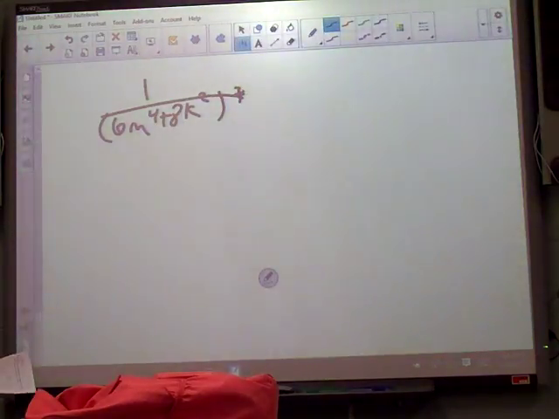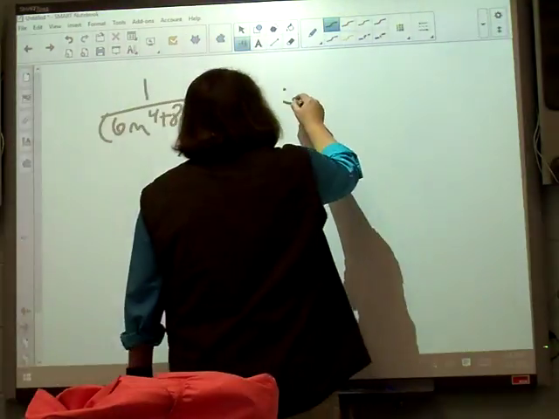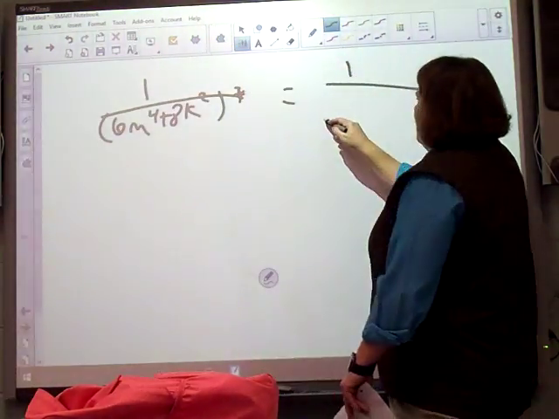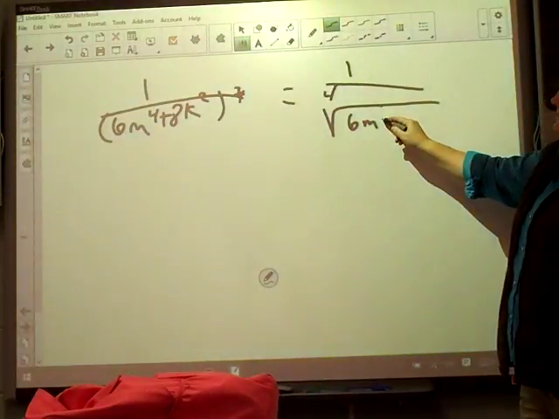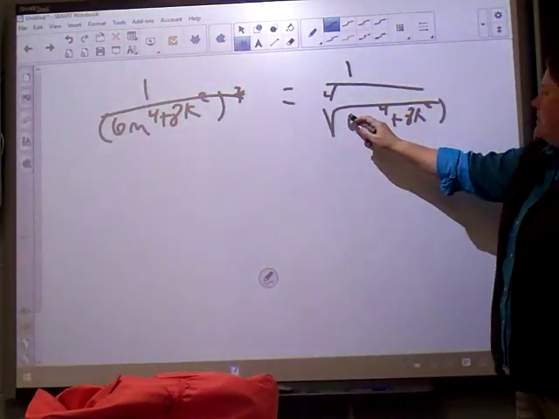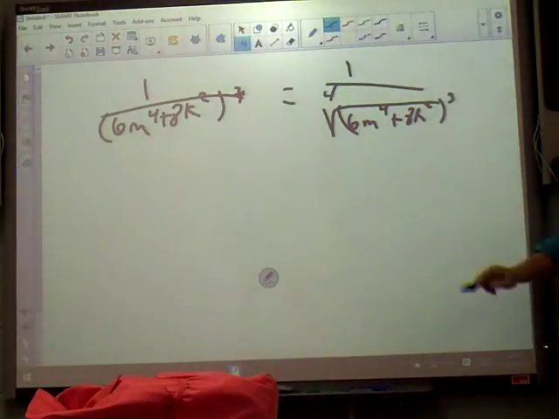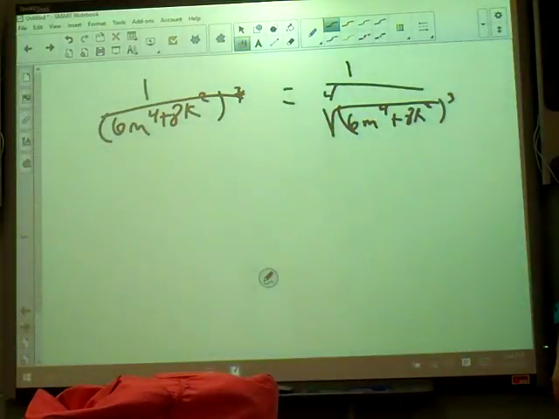Now, power over root is what I'm going to use next. That's a 3rd power and a 4th root. So this is the same as 1 over the 4th root of 6m to the 4th plus 8k squared, all to the 3rd power. Couldn't you not do any more? Yeah, you could just look.